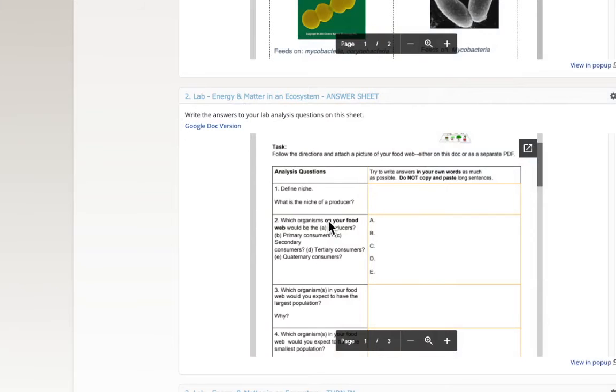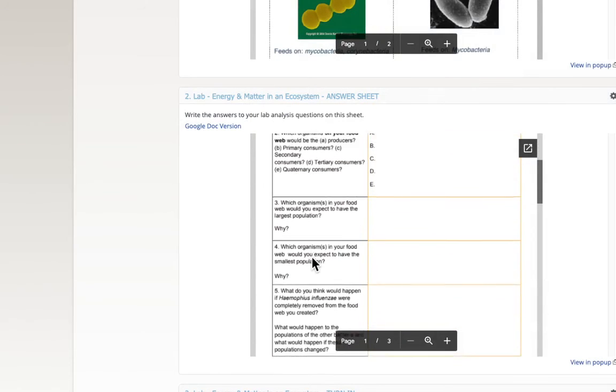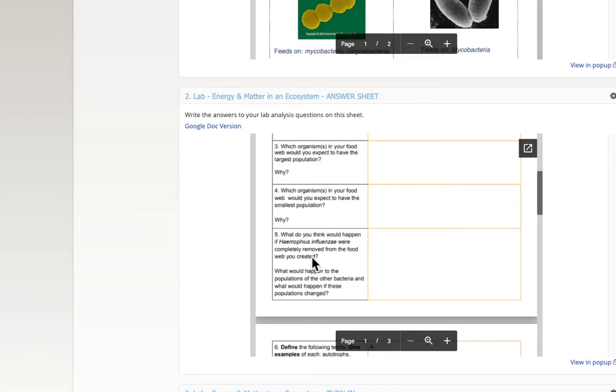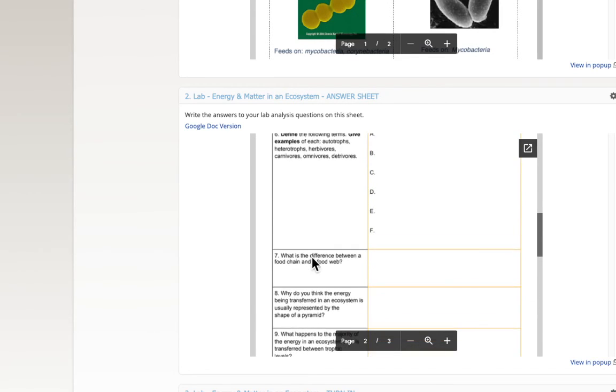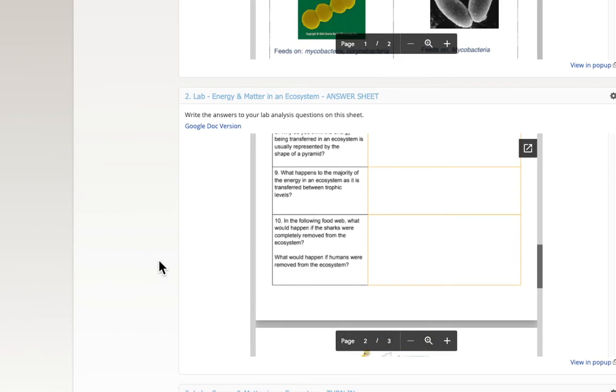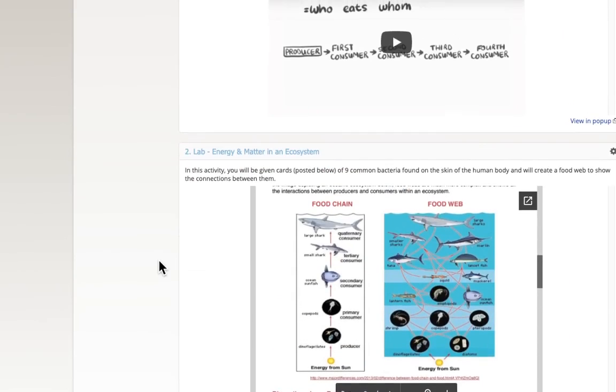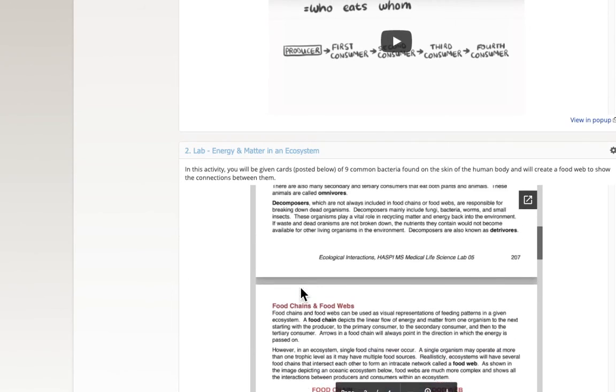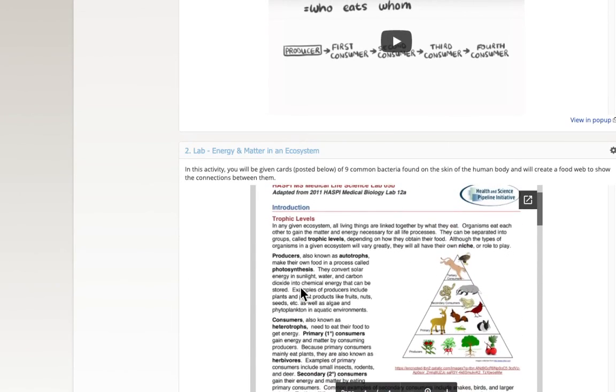Okay, so you're gonna answer 2 through 5 based on the food web that you just made. And then on the second page, 6 through 10 are going to be answered based on the information from the lab. Okay? I hope you have fun doing this.